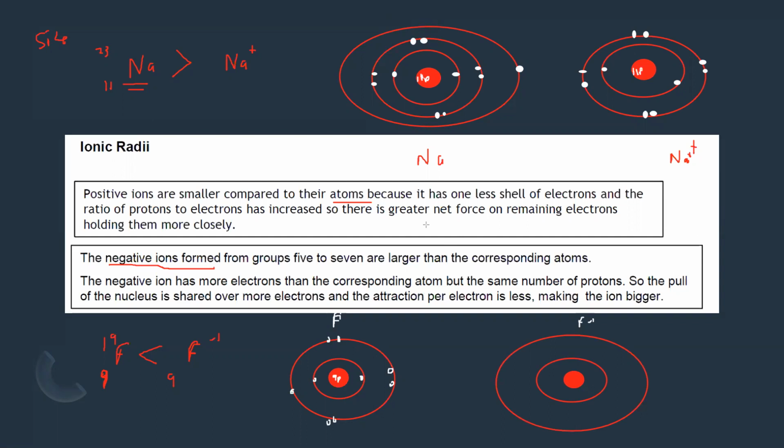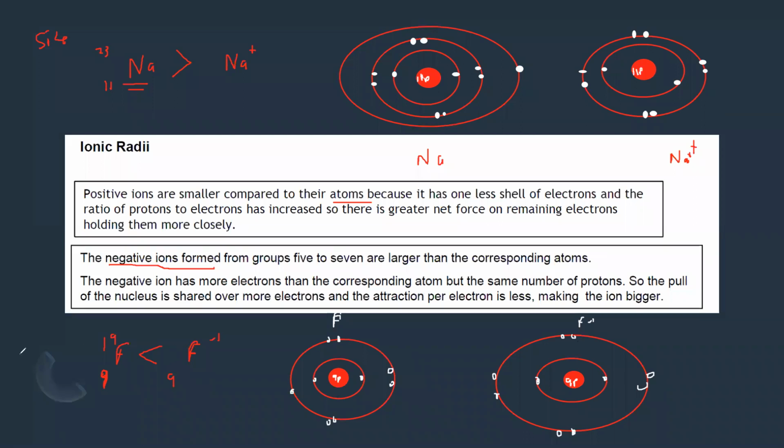Why is it greater or larger in size? There are 9 protons. First shell, it will have 2 electrons. Second shell, it will have 8 electrons. So each electron experiences a weaker force. That's why the same second shell is a bit away from the nucleus. So the atomic size increases.